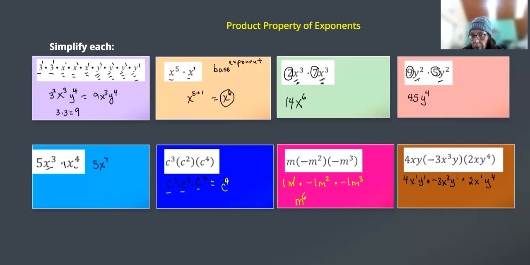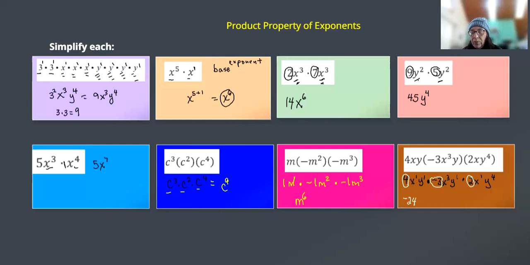What do we have out front? We've got a 4, a negative 3, and a 2. We've got one negative. So when you're multiplying and you have one negative, your answer is going to be negative. So if it's an odd number of negatives, it's negative. If it's an even number, like in the last problem, it's going to be positive. 4 times negative 3 is negative 12. Times 2 is negative 24.